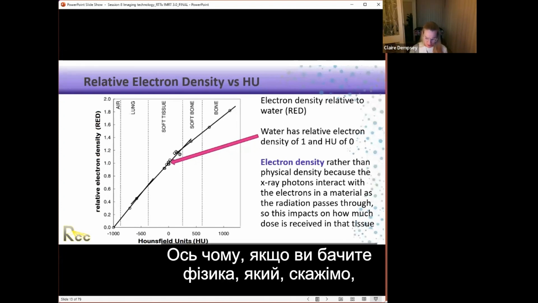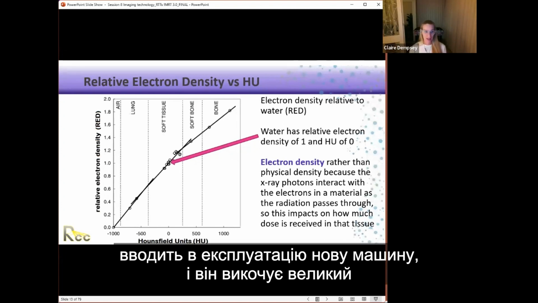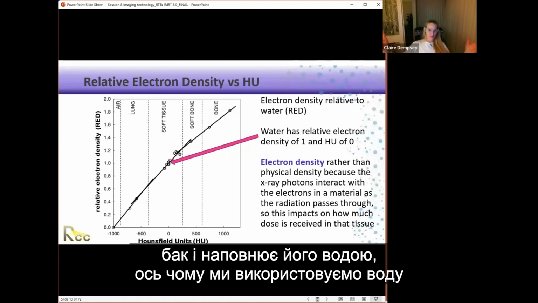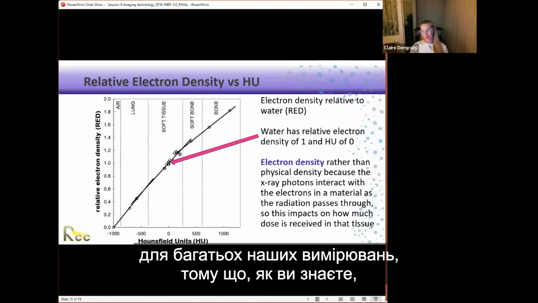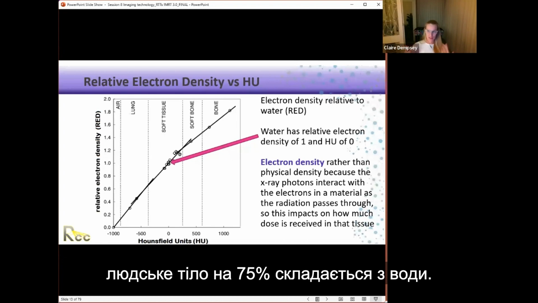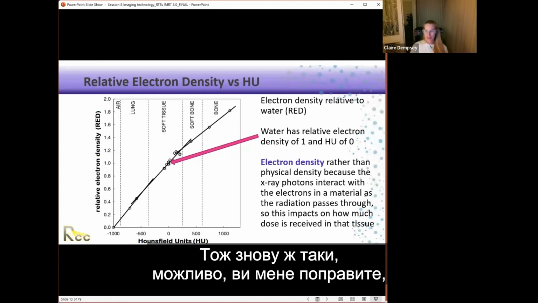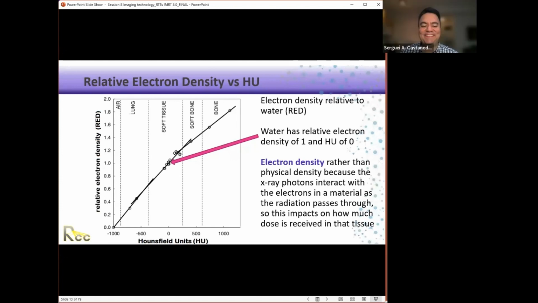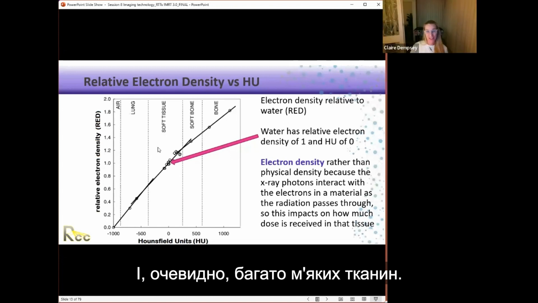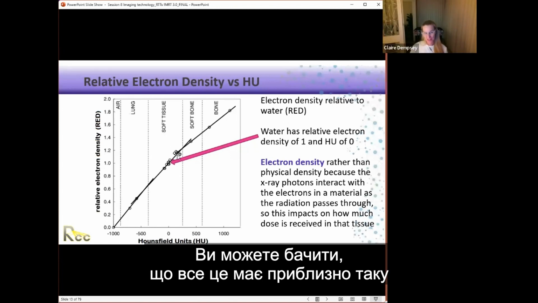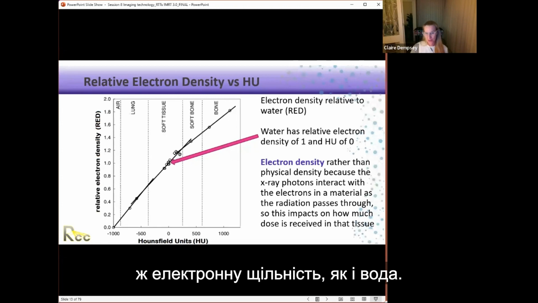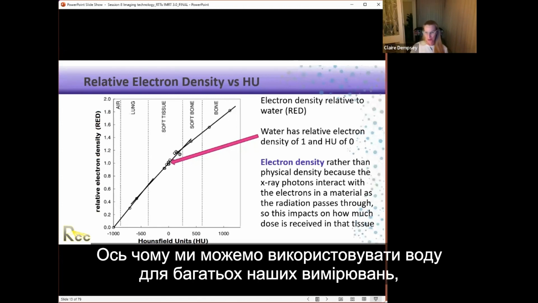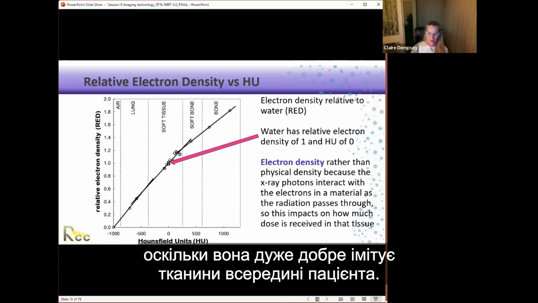And this is why, if you see your physicists, say when they're commissioning a new machine, wheel out a big tank and fill it with water, we use water for a lot of our measurements, because the human body is made up of 75% water. Okay, maybe you can correct me, maybe it's 80% water. And obviously a lot of soft tissue as well. You can see that all of that lies around about the same electron density as water. So that's why we can use water to do a lot of our measurements, because it really does simulate quite well the tissue inside a patient.